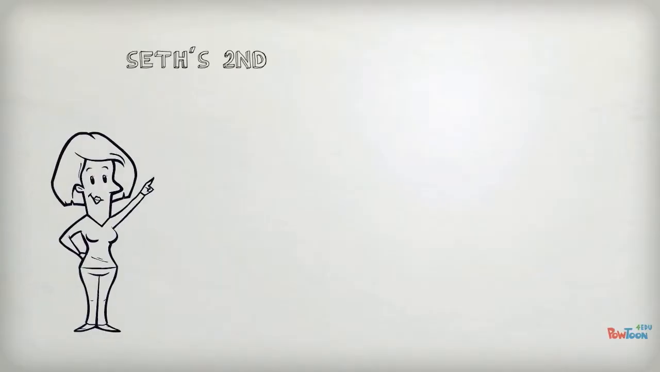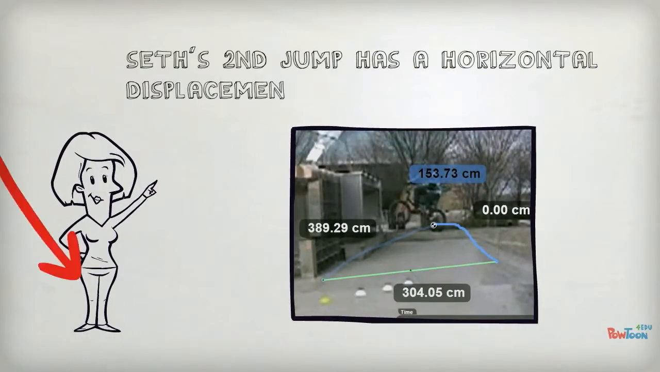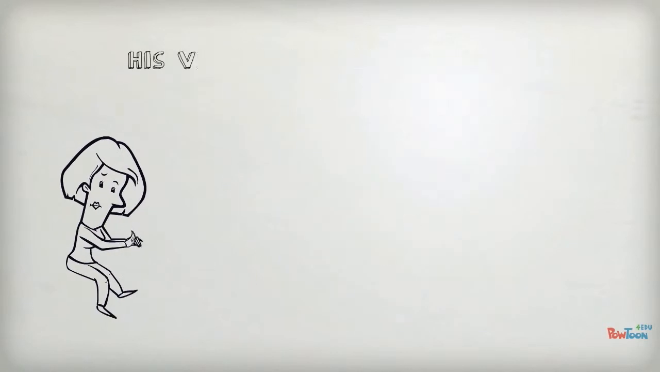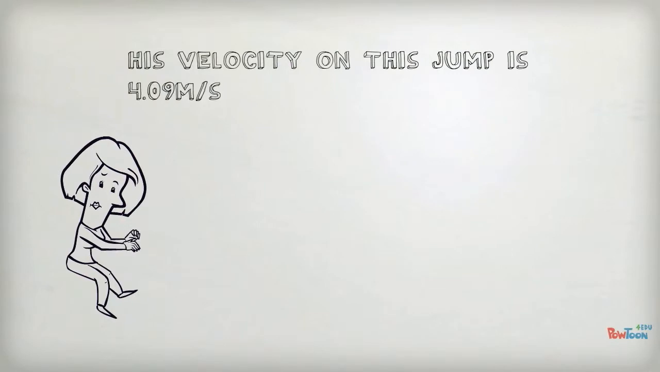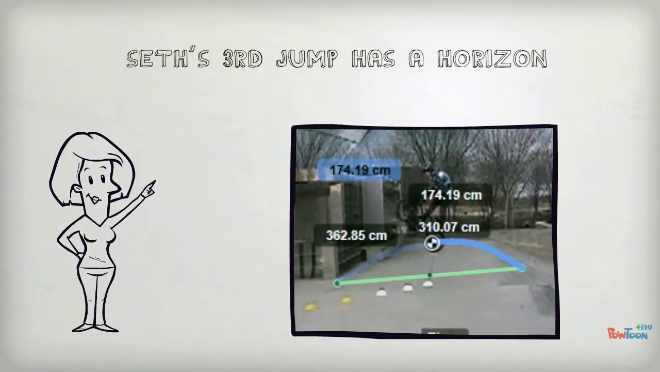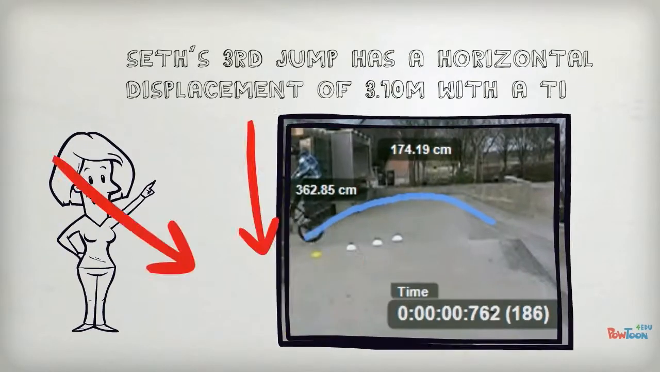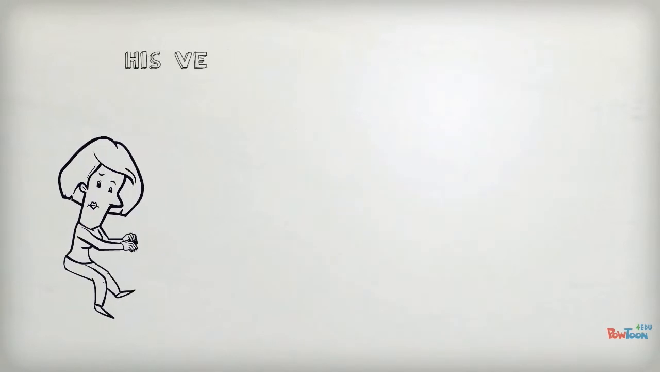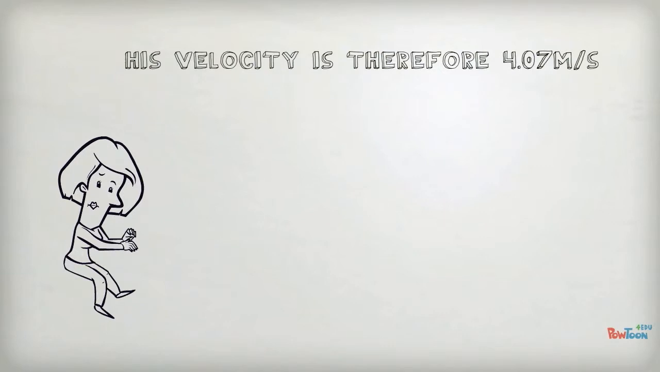Seth's second jump has a horizontal displacement of 3.04 meters with a time of 0.742 seconds. His velocity using the velocity formula is 4.09 meters per second. Seth's third jump has a horizontal displacement of 3.10 meters with a time of 0.762 seconds. His velocity is therefore 4.07 meters per second.